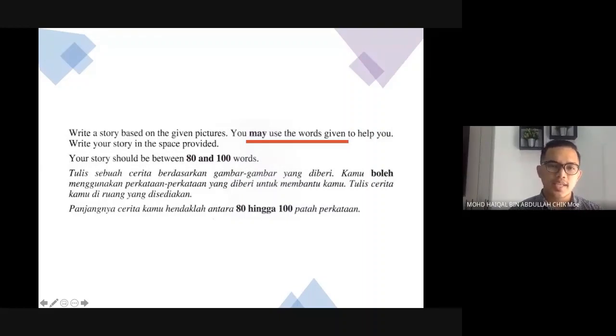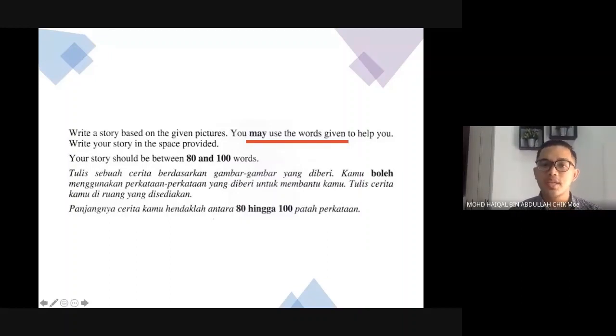You can see here the auxiliary verb in bold, may. May means probability, possibility. And the word used here is not must. If the instruction said you must use the words given to help you, if the word used here is must, it is an obligation. It's a must for the candidates to use all the given words in their writing.